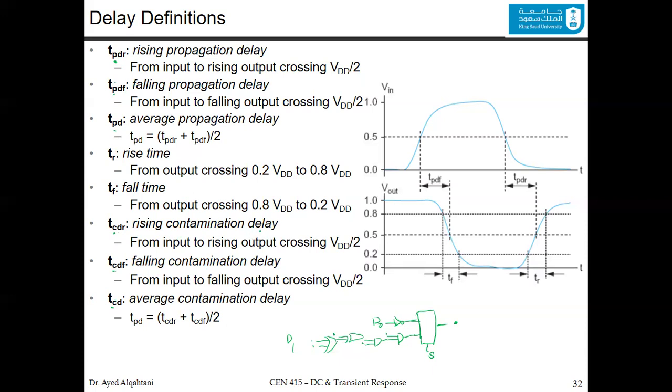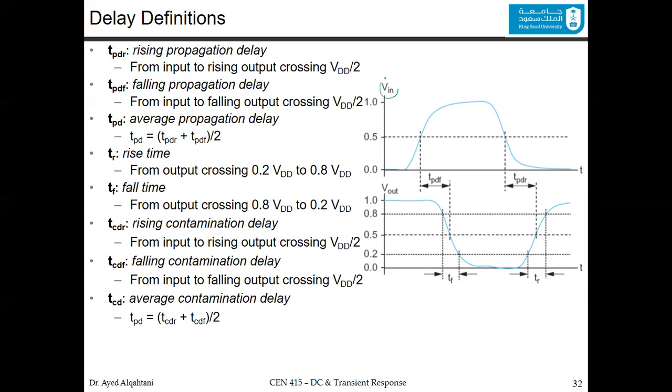So let's take every one of them and check how we find it. The tPDR is, the PD means propagation delay. So the D, when you see it everywhere, it means delay. But here we have R, so it's rising. The tPDR is the rising propagation delay. And we have the tPDF, the propagation delay in the falling, or the falling propagation delay.